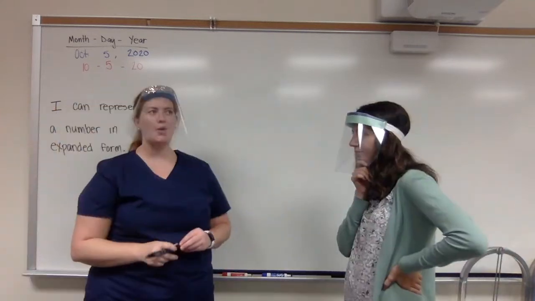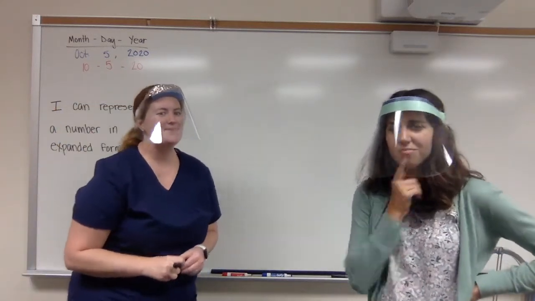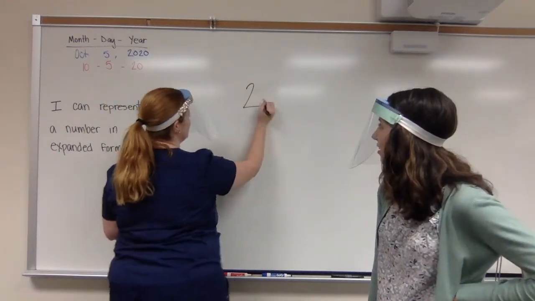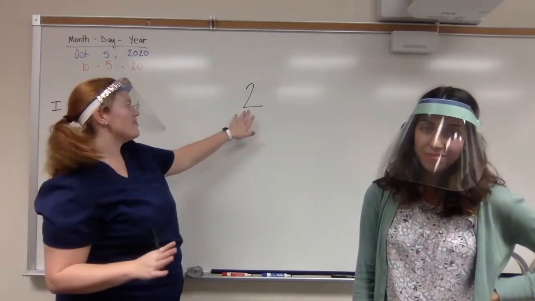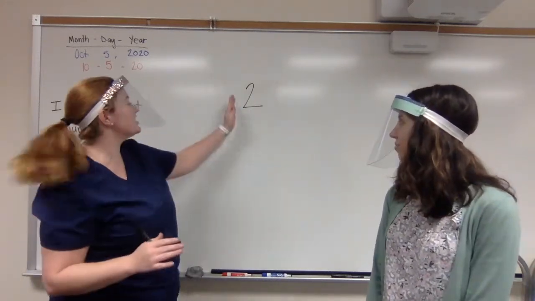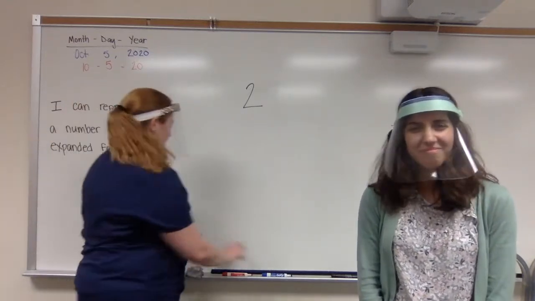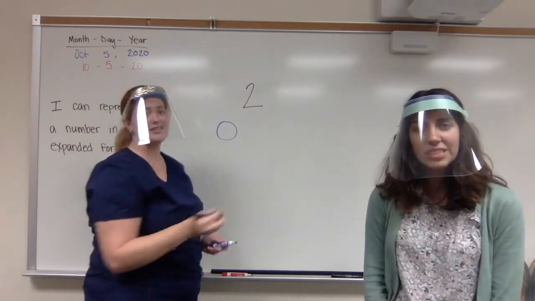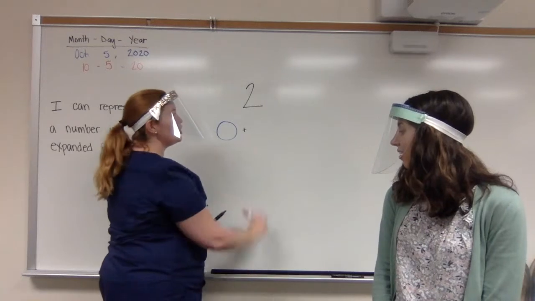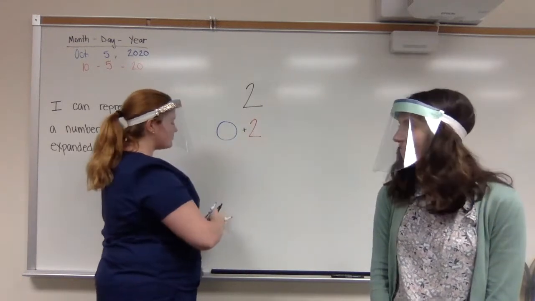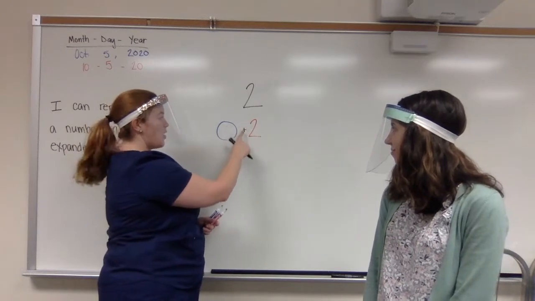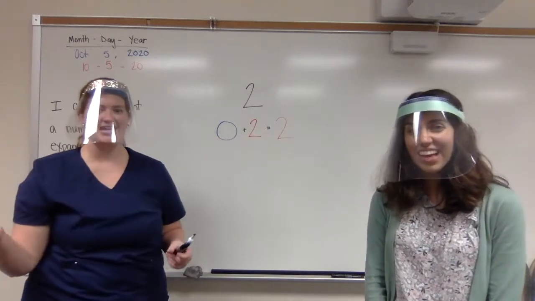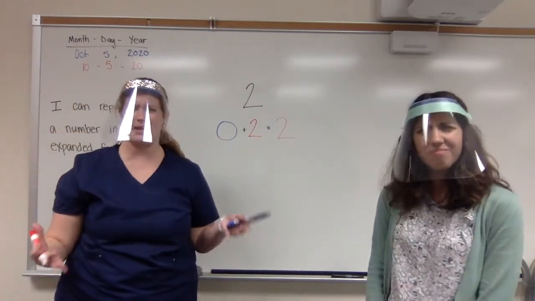Let's try another one. Okay, let's see. I'm going to practice with number 2. Now I'm looking at this number. There's only a number in the ones place. There's nothing in the tens place. So I know it's going to start with 0. And now I have 0 tens plus I have 2 ones. So my expanded form of the number 2 is 0 plus 2 equals 2. Good job, Miss Lynn. Wow, this is really starting to make sense in my brain.